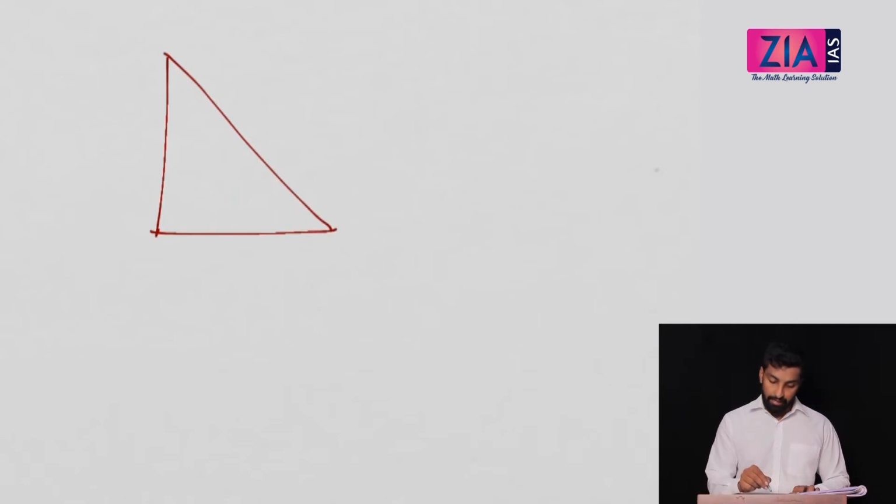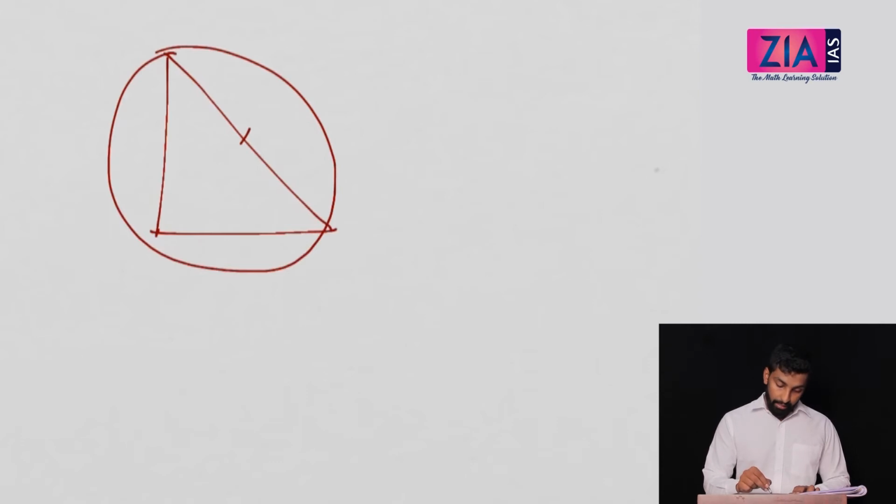Now, what about if you draw a circle on a right angled triangle? What will be the radius? Half of the hypotenuse. You will draw it like this, right? So this will be the radius, which is actually half of the hypotenuse. I have seen this question in a previous paper.